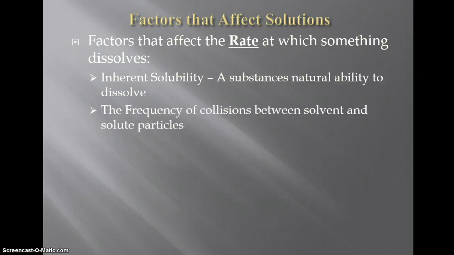The next one is the one that we can affect, and that is the frequency of collisions between solvent and solute particles. In order for something to dissolve, yesterday we watched that little video that showed solvent and solute particles coming into contact with each other in order to dissolve. And the more often they come into contact with each other, the more likely that that's going to happen. Or if I slow down those collisions, then that slows down the dissolving process. Usually, though, we want to speed up the dissolving process, and there's several things that can affect that.